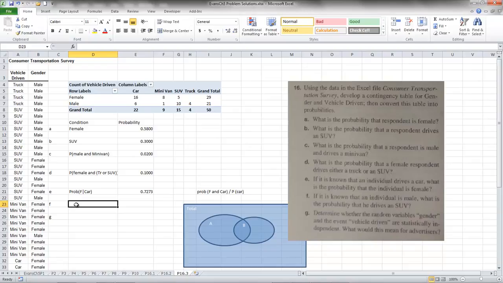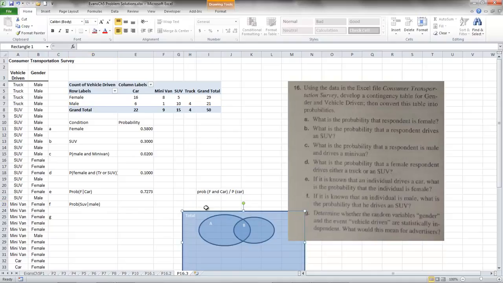Okay. So problem F: if it is known that an individual is male, so given male, what is the probability they drive an SUV? So this is the probability of SUV given male. Okay, that's what we're looking for. So that's going to be the probability of SUV and male over the probability of male.